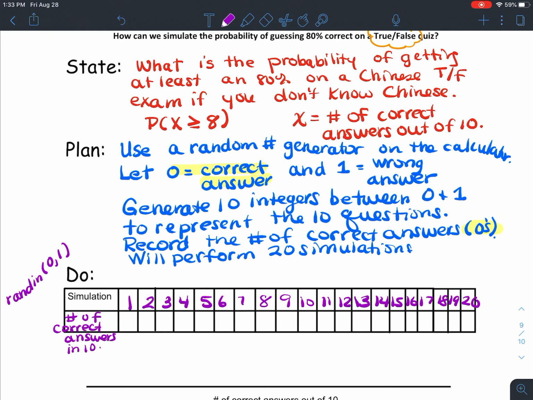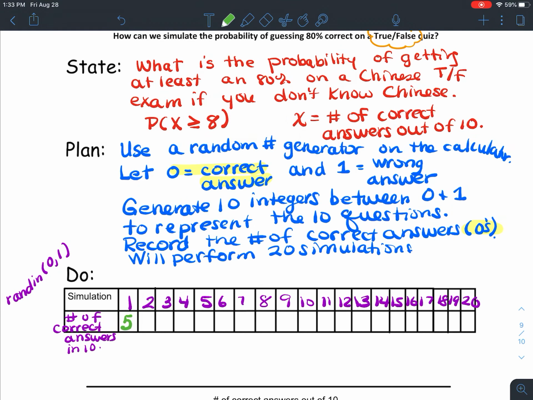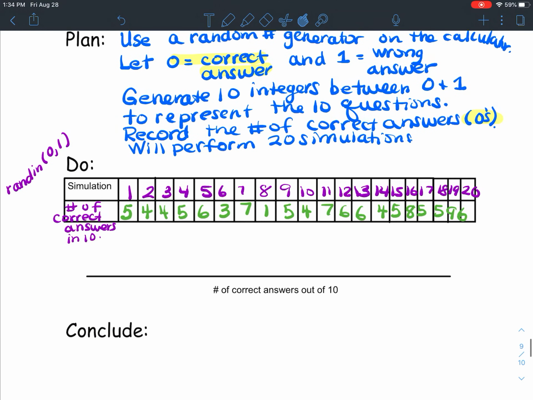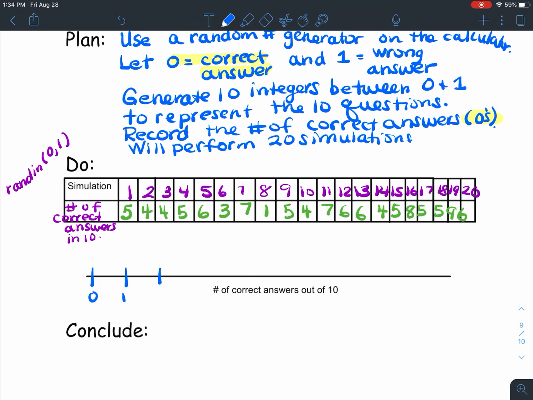So on my calculator, I would choose that random integer feature. I want to generate numbers from 0 to 1, and I would just do this. I could do this in sets of 10 if I want, or I could just keep hitting enter 10 times, and I'm going to record how many zeros I am getting out of 10. And so I'm just going to write some of the data that we got when I tried this here. The first time I got 5 zeros out of 10. When I did it again and generated 10 numbers from 0 to 1, I got 4 zeros. Anytime you run this, you get different outcomes. So there we have that, and now we're going to put this on a dot plot to see this in action.